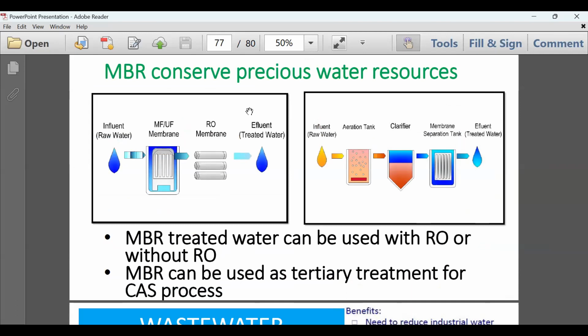MBR conserves precious water resources. MBR treated water can be used with RO or without RO. It means MBR treated water can be reused directly for toilet flushing, floor washing, cooling towers, and boilers, if the TDS is within the limit. MBR treated water can be reused along with RO for production processes, boilers, and other industrial usage also. Further, MBR can be used as tertiary treatment of the activated sludge process.